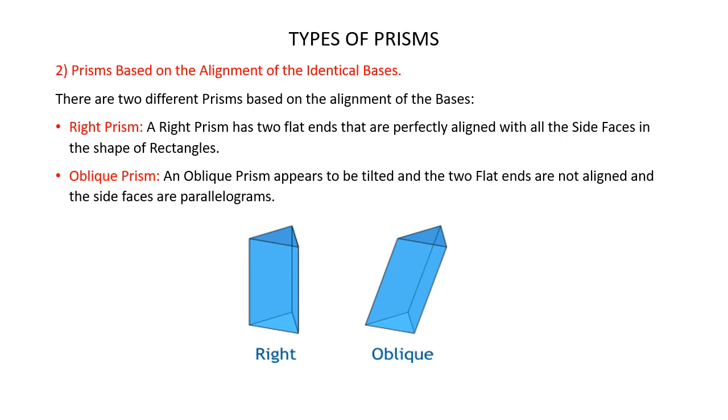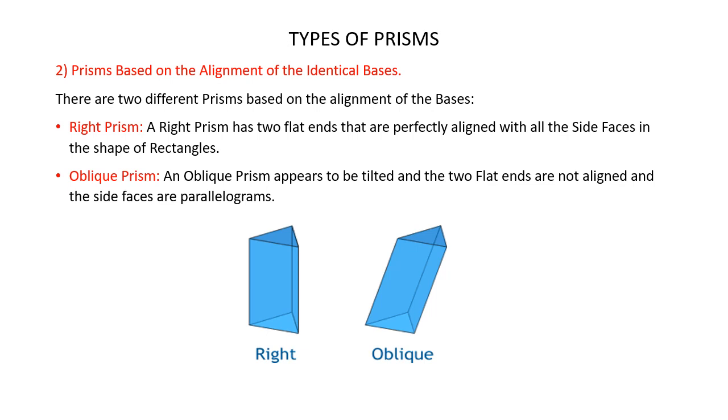Oblique prism. An oblique prism appears to be tilted, and the two flat ends are not aligned, and the side faces are parallelograms. So this is an oblique prism. As you can see, it appears to be tilted, and the two flat ends are not one above the other, but it is slightly tilted to one side.